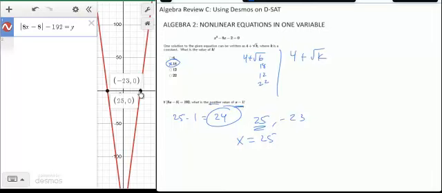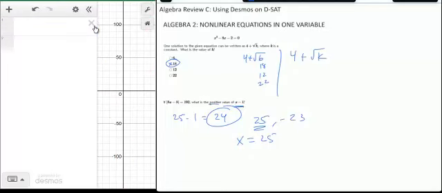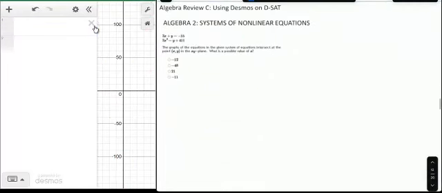All right, I want you to try this last question on your own because we've dealt with linear systems. There's no difference here. You can do systems of nonlinear equations also. So I want you to see if you can solve that on your own before I talk through this final question.